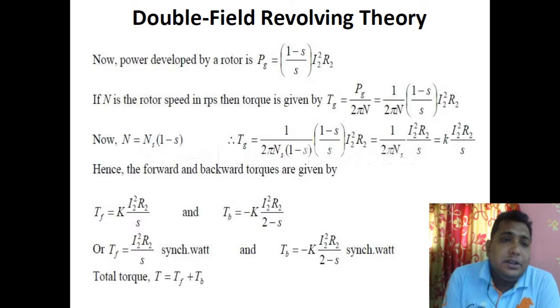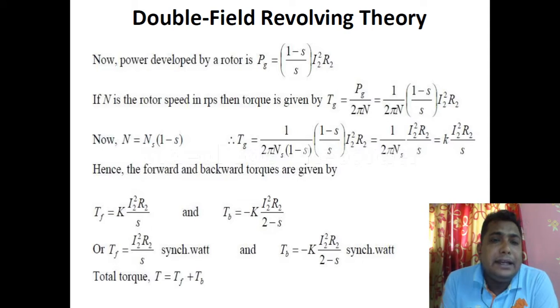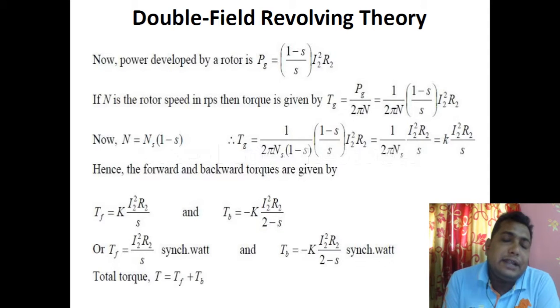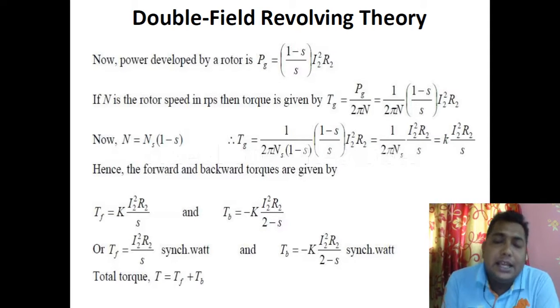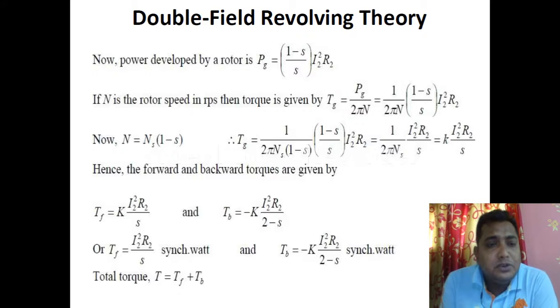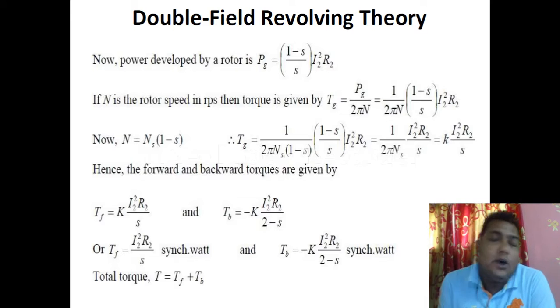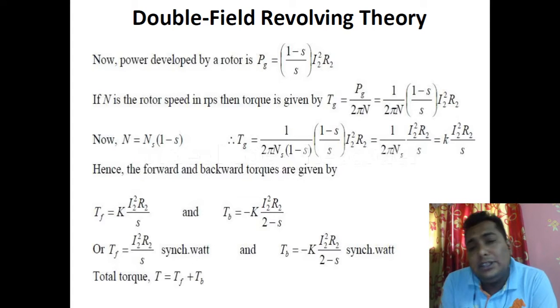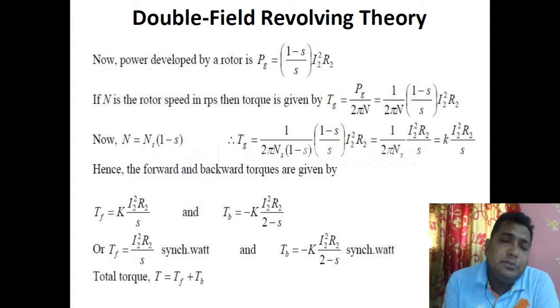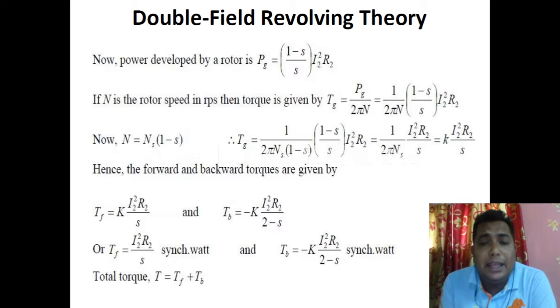Okay, now the power developed by a rotor, the gross power developed, is 1 minus s by s into I2 square into r2. So if n is the rotor speed in rps, the torque generated from the gross power input Pg is Pg by 2 pi n. So if we take 1 by 2 pi n common, then Pg is equal to, as we have already found, 1 minus s by s into I2 square into r2.